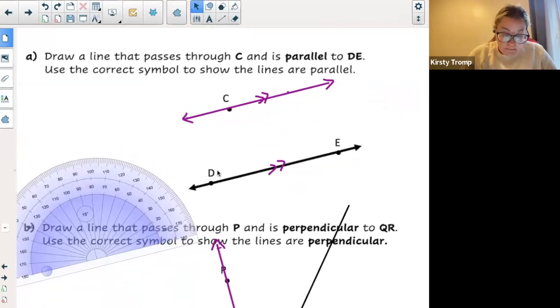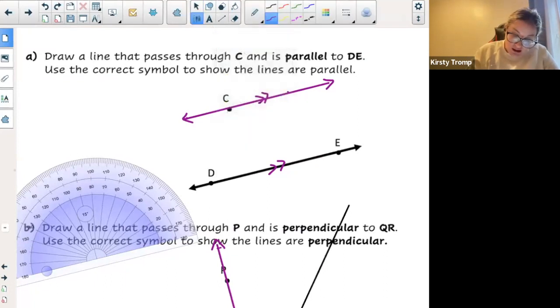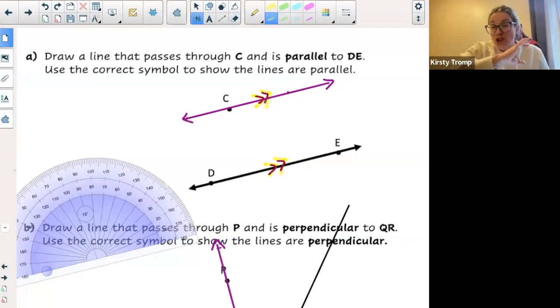We drew a line that passed through C and was parallel to DE, and we used the correct symbol to show that the lines were parallel. What is the correct symbol to show that those lines are parallel? A reminder that the correct symbol is these arrows, guys. These arrows that are appearing in the middle of those lines show us that those lines are parallel.